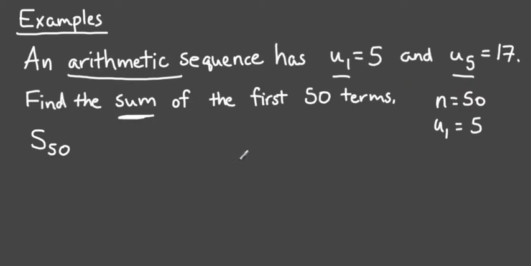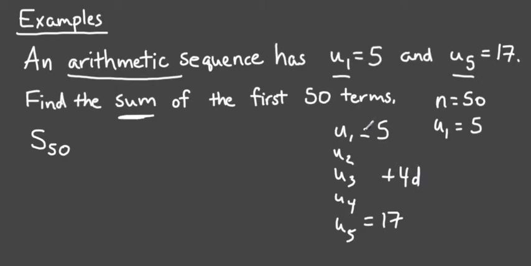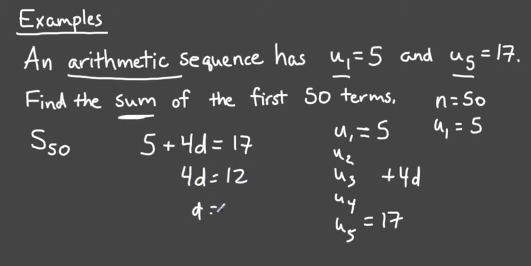There are a couple of ways of doing this. The one way by hand is to say, okay, I've got u1, u2, u3, u4, u5, and this one is 17, and this one is 5. That means I've added 1, 2, 3, 4. I've added 4d to get from 5 to 17. So I'm going to start with 5. I'm going to add the common difference 4 times, and that's going to give me 17. And now I have a formula that I can solve for d. So 4d is equal to 12 by subtracting 5 from both sides, and that means d is equal to 3. So my common difference is 3.